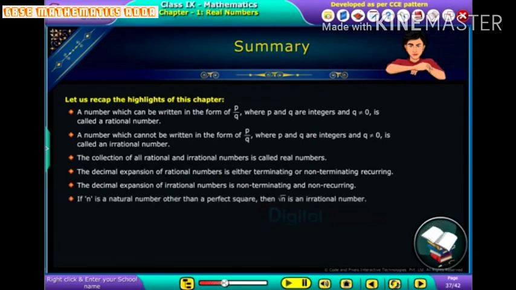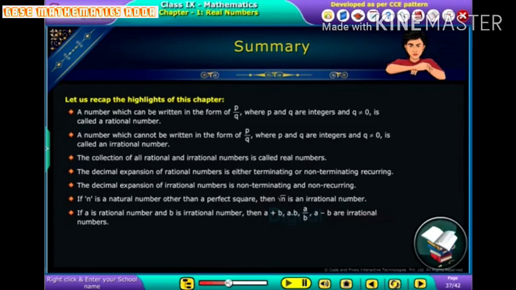If n is a natural number other than a perfect square, then root n is an irrational number. If a is a rational number and b is an irrational number, then a plus b, a into b, a by b, a minus b are irrational numbers.